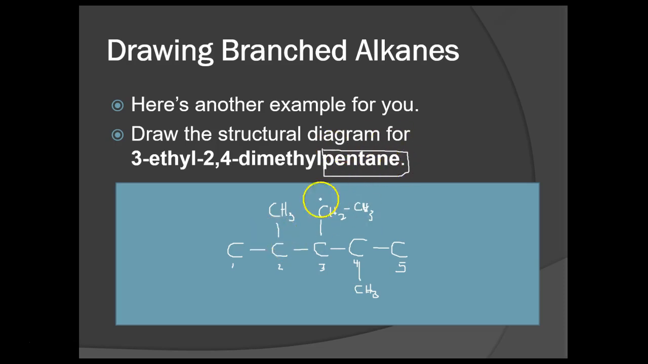So we start with the parent chain, then we start adding our branches. Okay, and so we've got a 3-ethyl, so there's carbon 3 with an ethyl coming off of it. Dimethyl with a methyl branch coming off of carbon 2 and carbon 4, and then pentane. Okay, the last thing we have to do is we have to make sure that each carbon has enough bonds on it. So this carbon here is only bonded once, so we're going to need to add 3 hydrogens to it, so CH3.